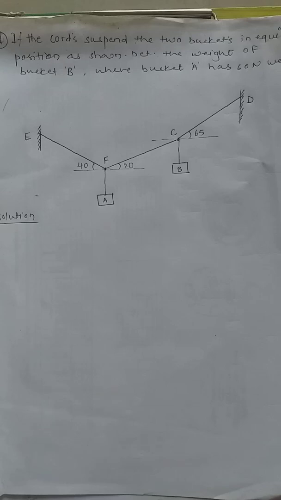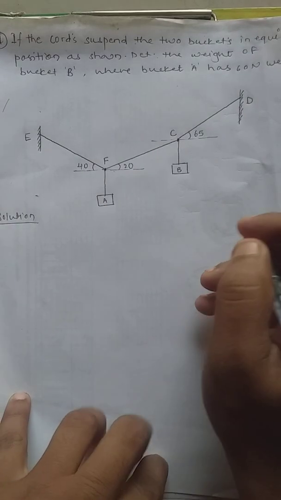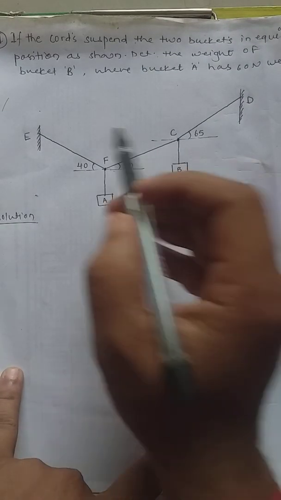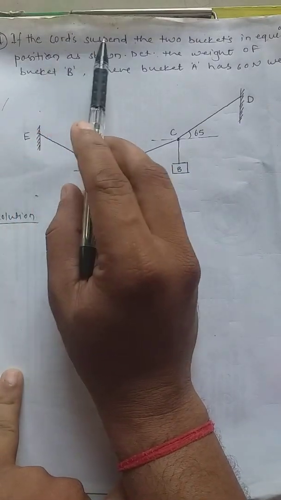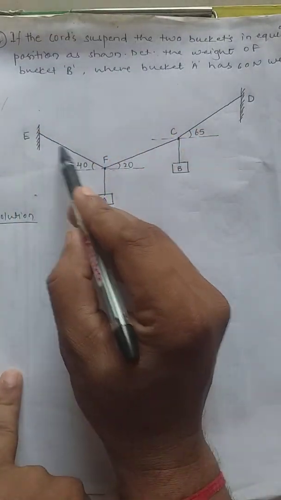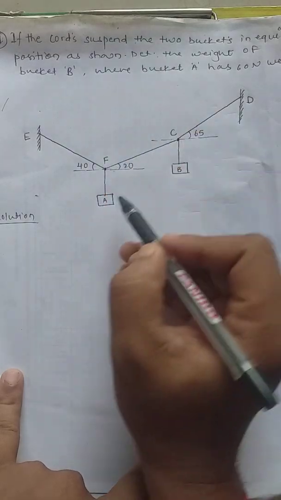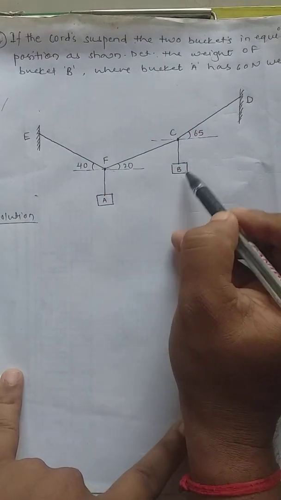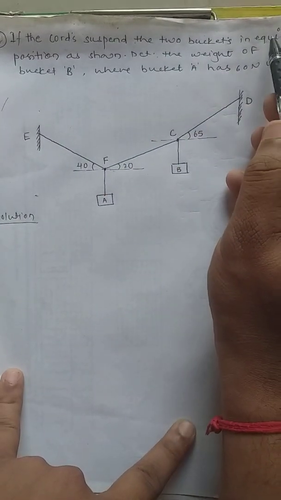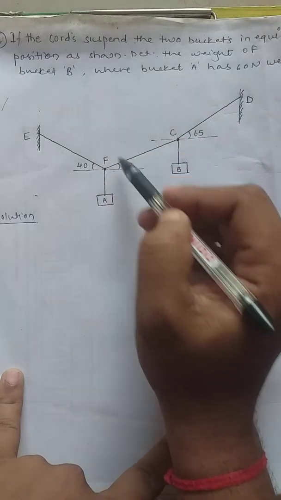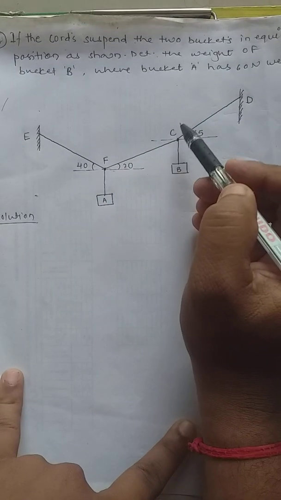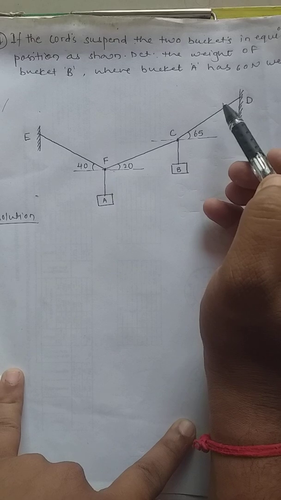Okay, so the next problem can be asked on Lami's theorem. Please check the problem. If the cords suspend the two buckets, bucket A and bucket B, which are in equilibrium position as shown in the figure, this is in equilibrium position, so we can directly apply the conditions of equilibrium.